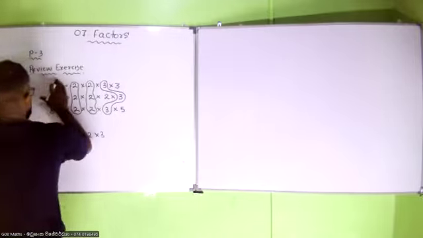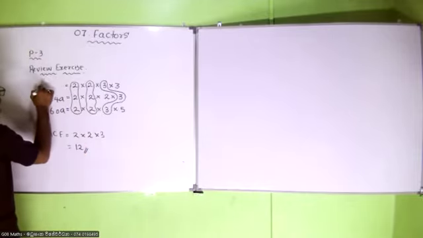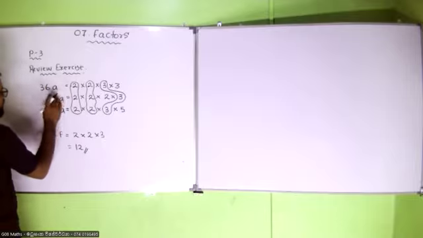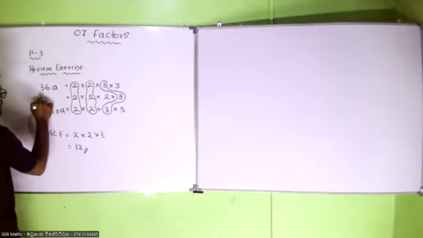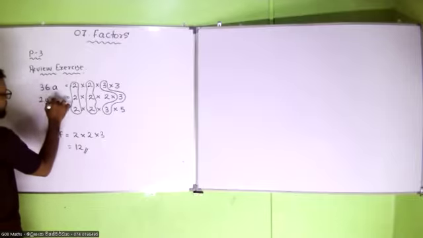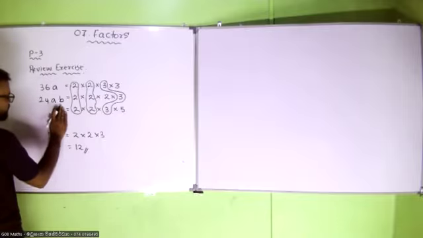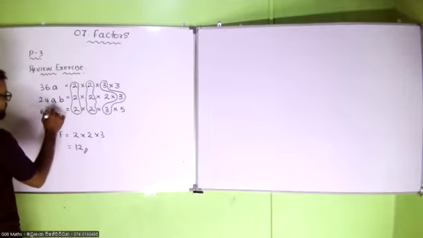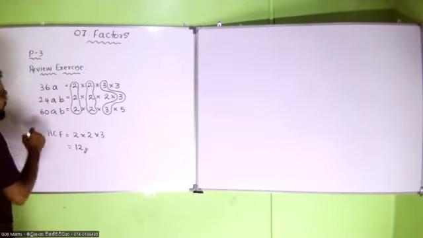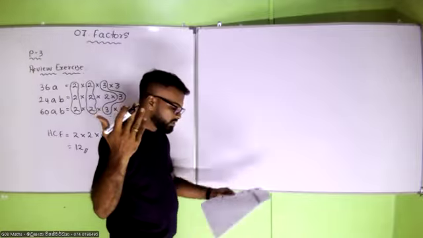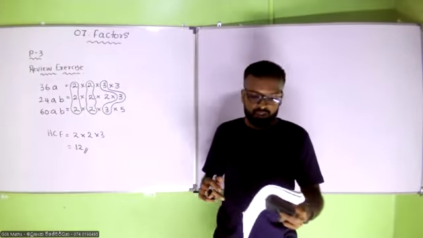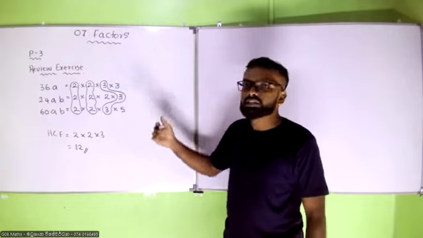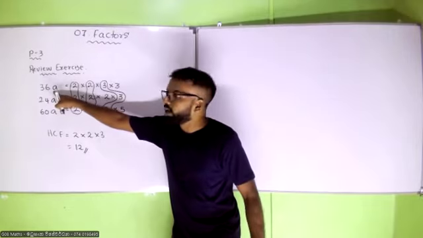So now I am saying this is 36A. I am saying this 24AB. And I am saying this is 60AB. That is called an algebraic expression or algebraic term. So here we have A.